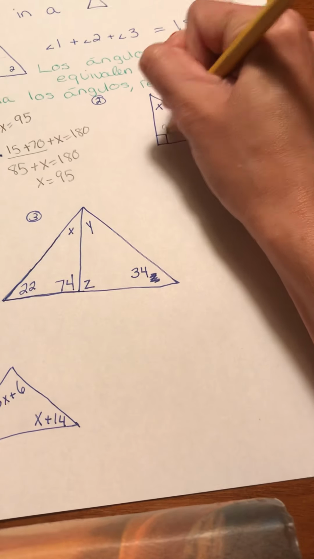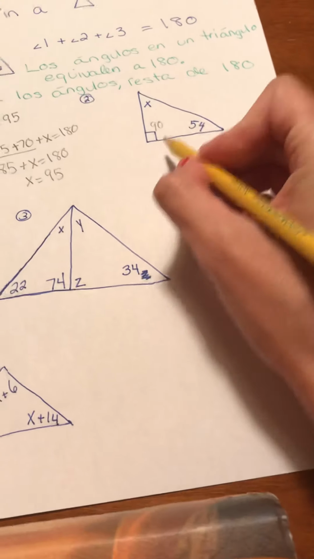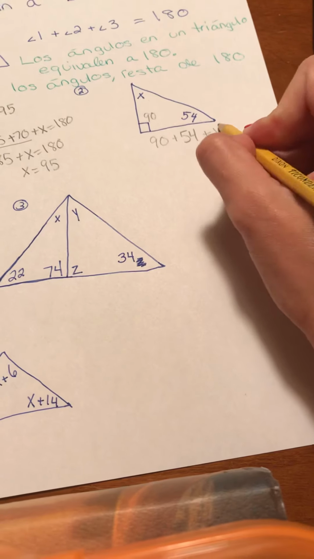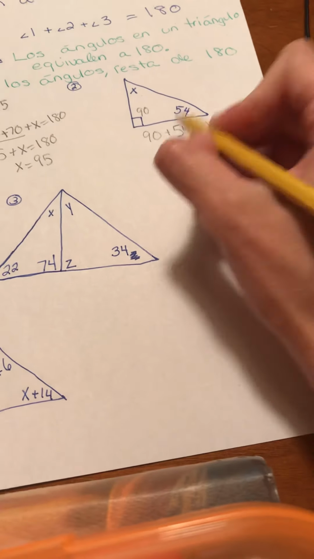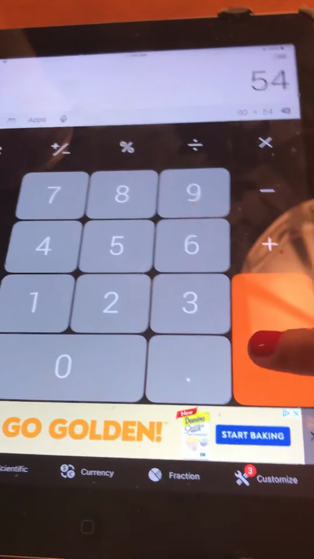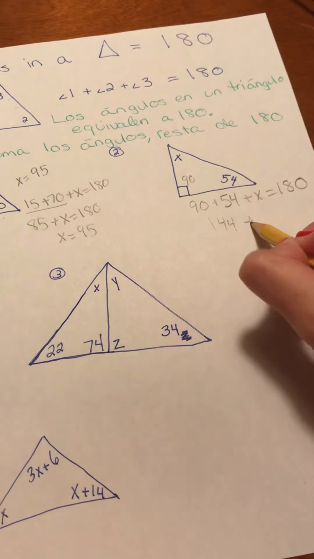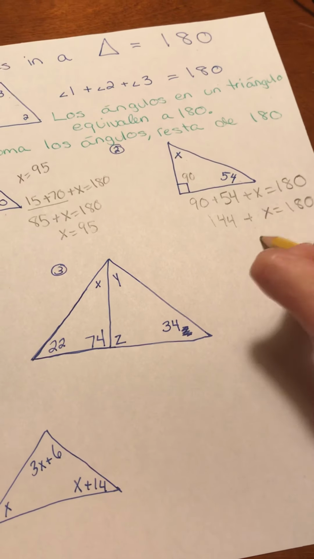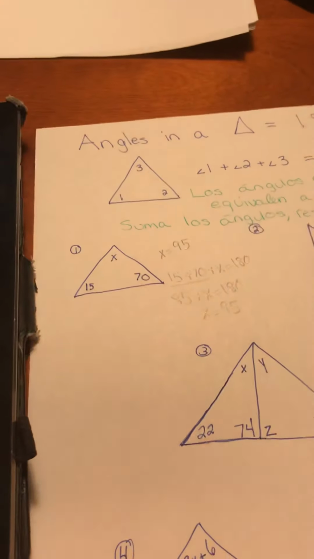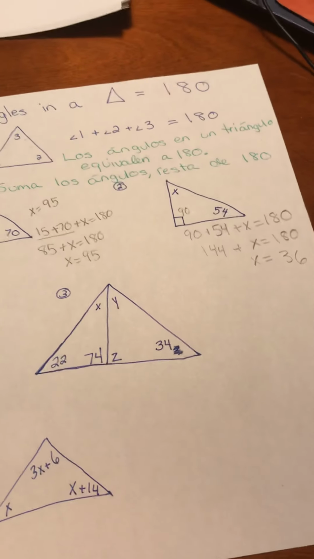In the second example, you have 54, you have this 90-degree angle, and here you have x. And you have to remember that this box means 90. So we're going to add 90 plus 54 plus x is equal to 180. When you add, 90 plus 54 gives you 144. And then we're going to subtract that, 180 minus 144, and you get x is equal to 36.